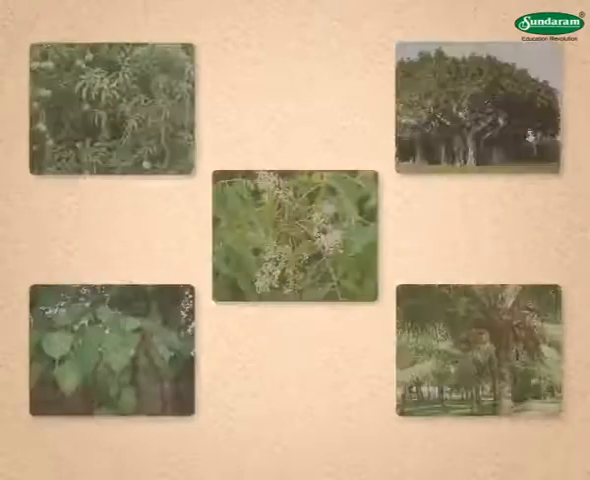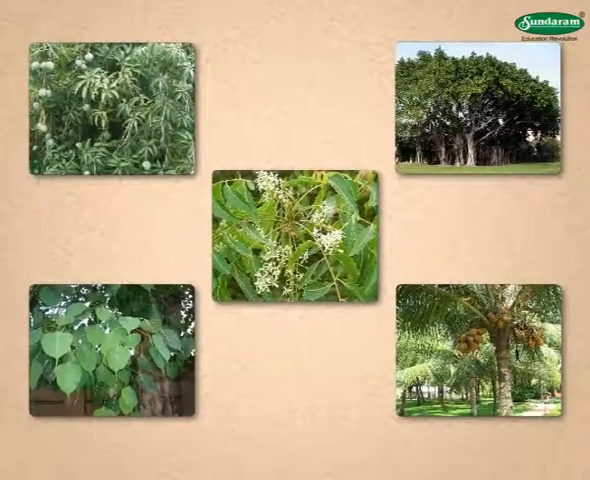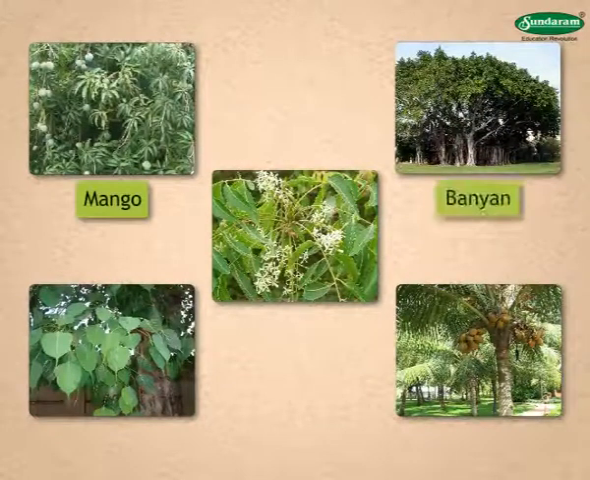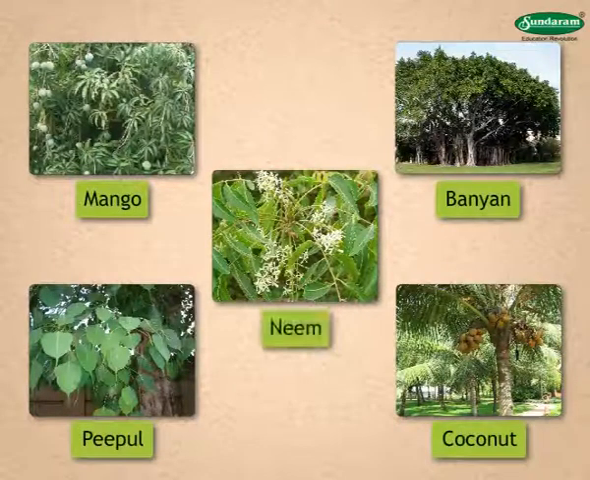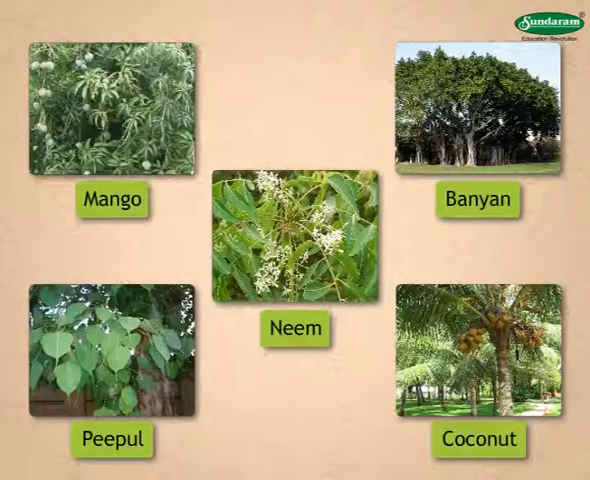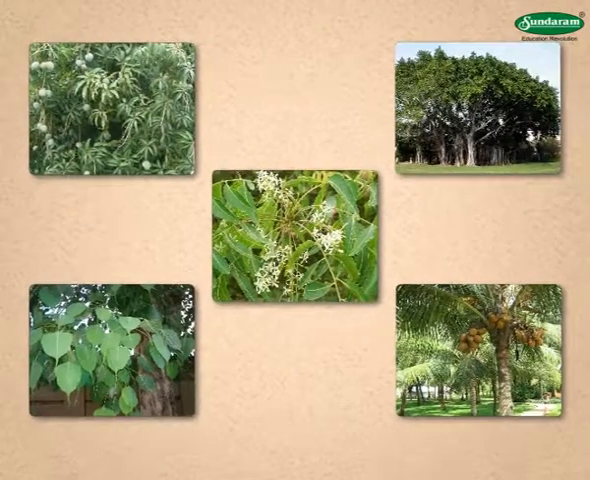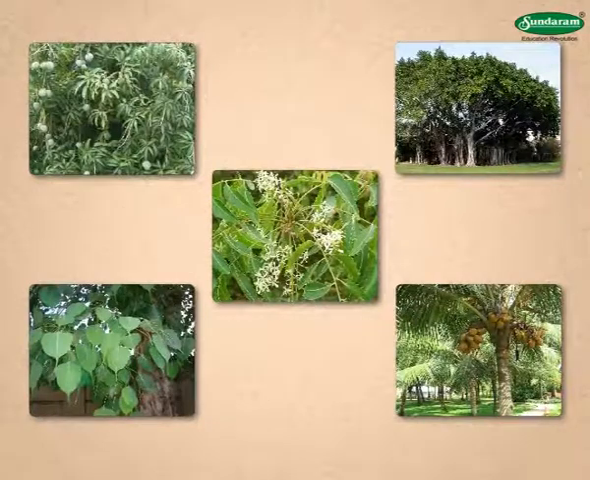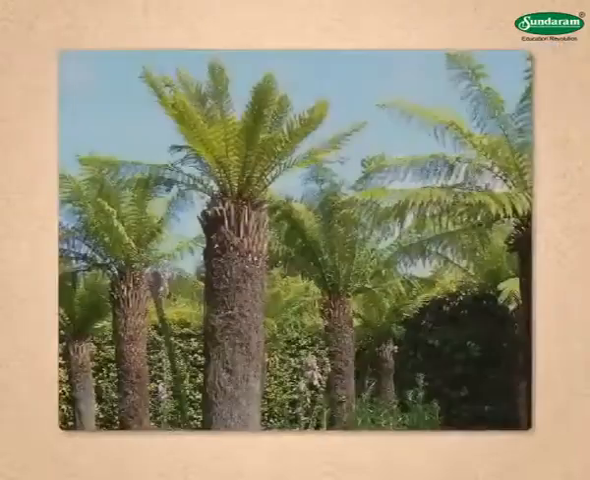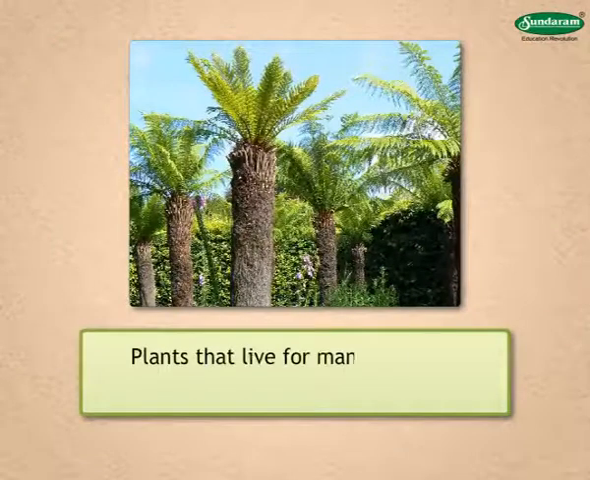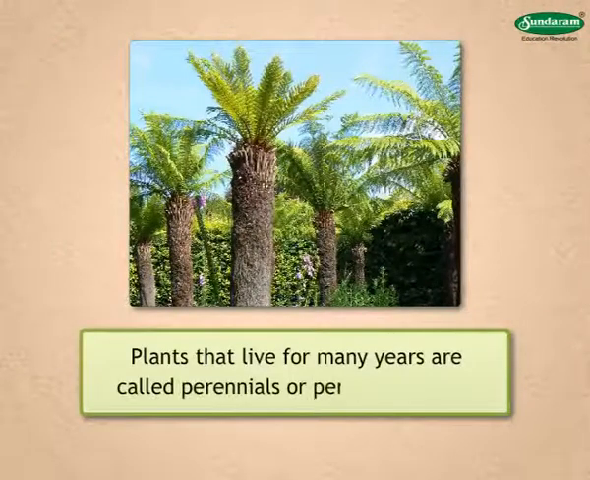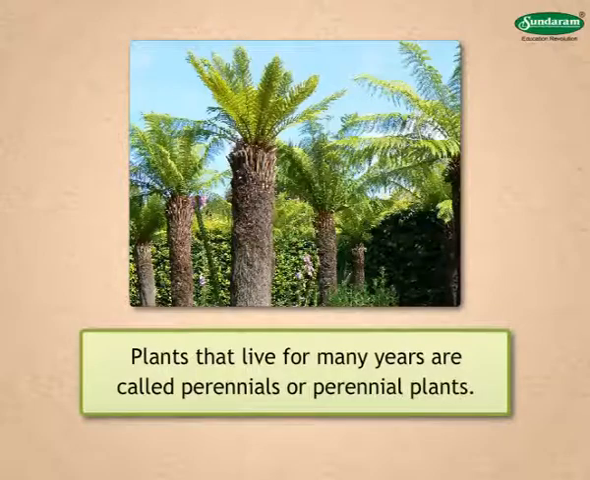Perennials. Try to find out how many years trees like mango, banyan, coconut, peepal, neem live. How many years do they bear flowers and fruits? These plants live and bear flowers and fruits for many, many years. Plants like ferns too live for many years. Plants that live for many years are called perennials or perennial plants.